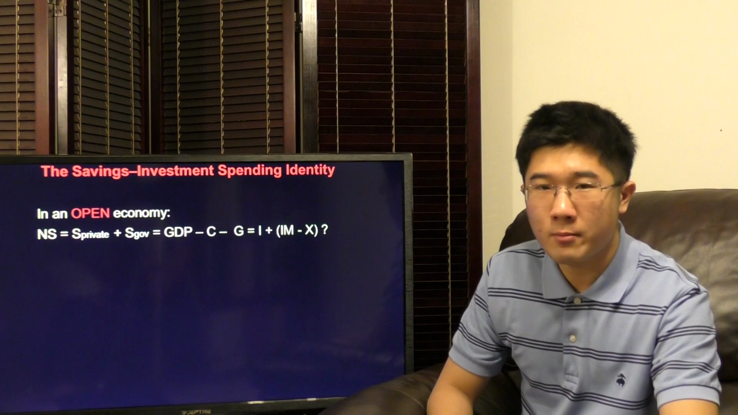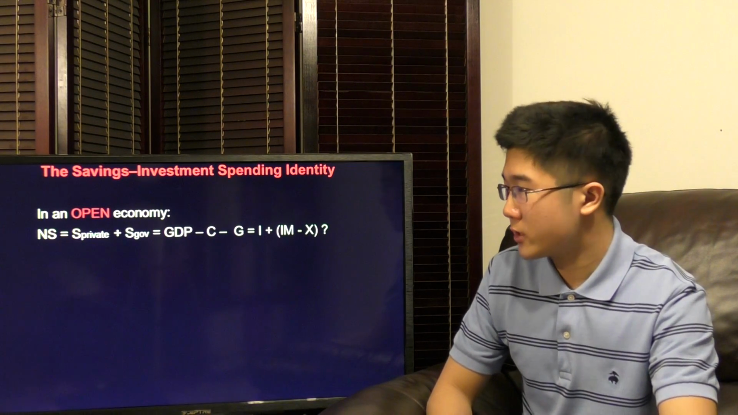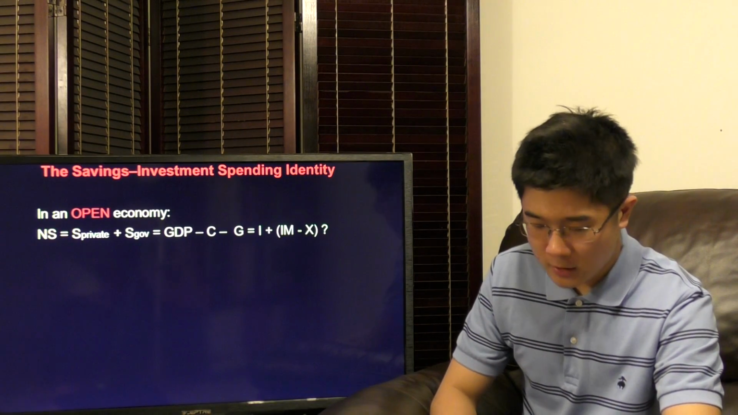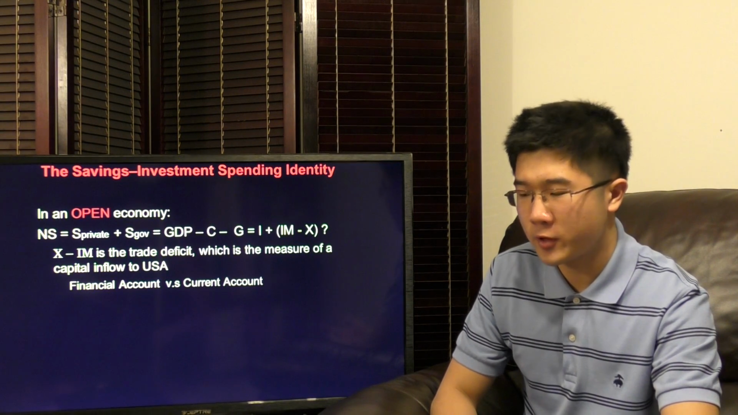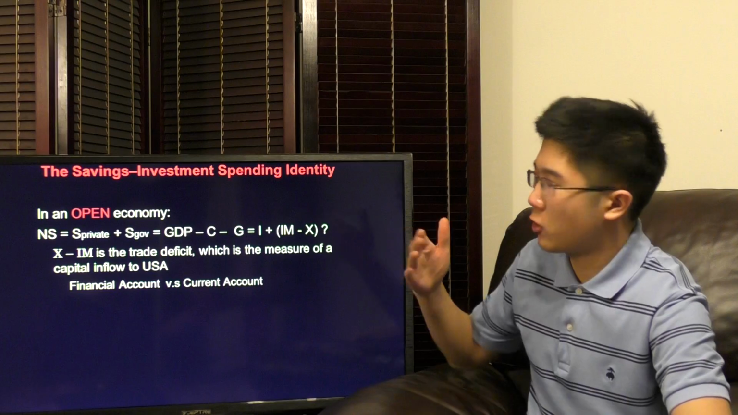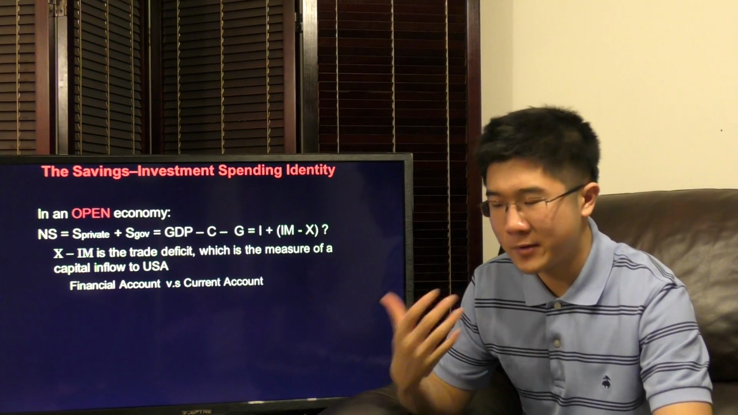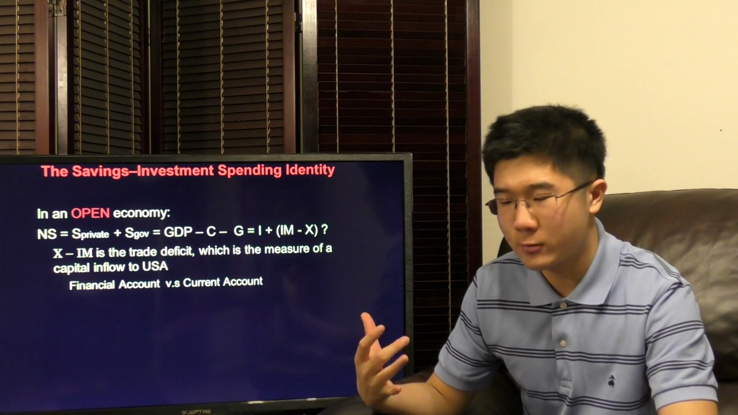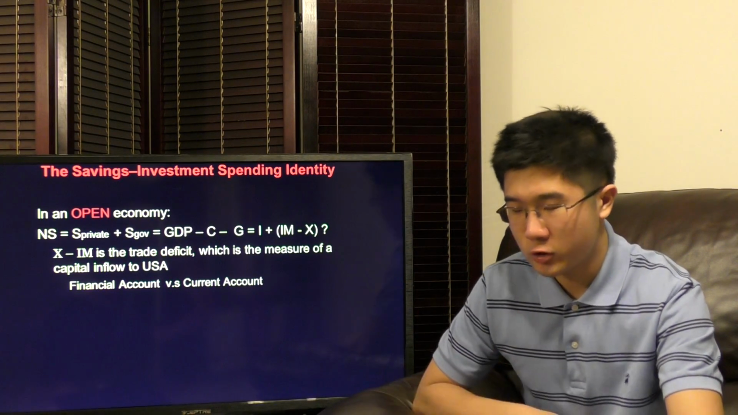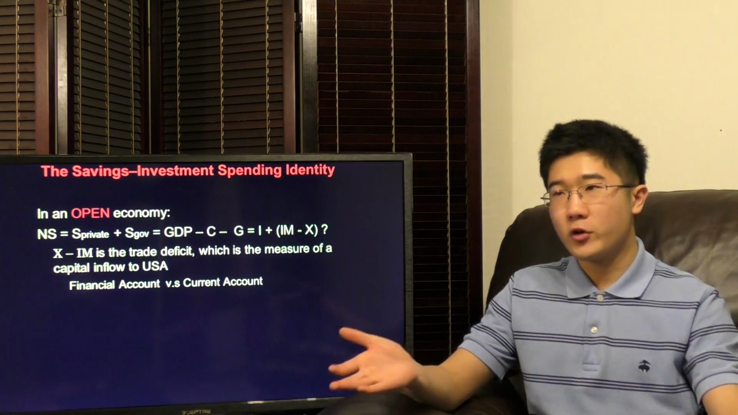Now you might remember IM minus X. IM is imports, X is exports. And X minus IM is our net exports, or trade balance, which is what we use to calculate GDP in the open economy. So we have a question mark here. Our question is, why do we use the opposite of a trade balance? Why do we use imports minus exports instead of our net exports, which is what we're supposed to be using for GDP?